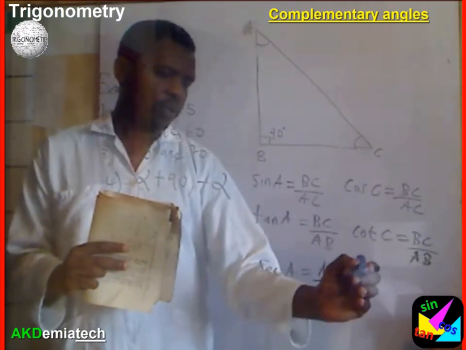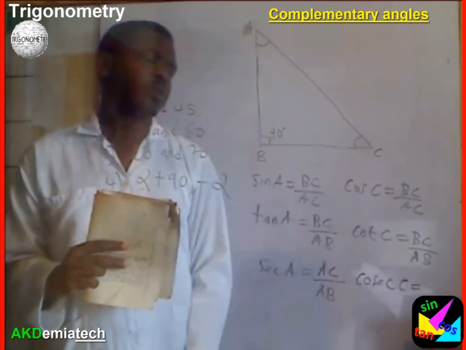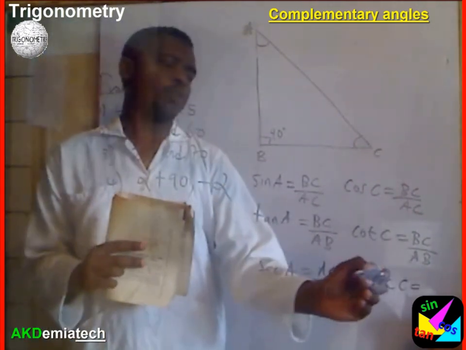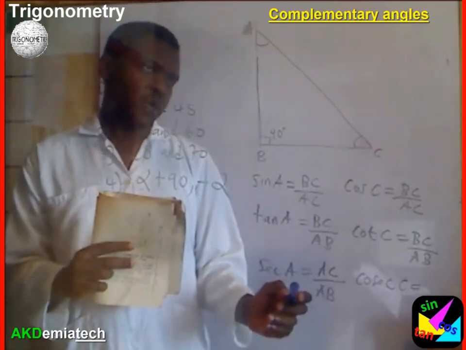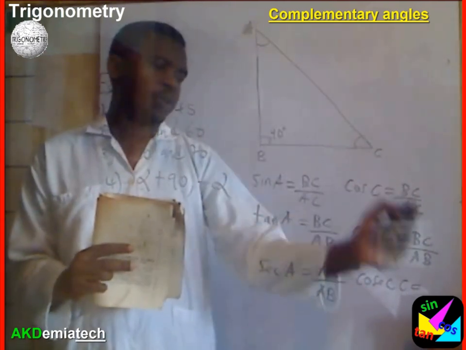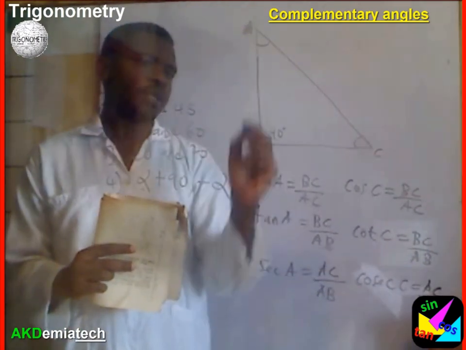Now cosec C is equal to, cosec is the reciprocal of sine. Then we shall have hypotenuse all over opposite. Here we have hypotenuse AC all over opposite AB.